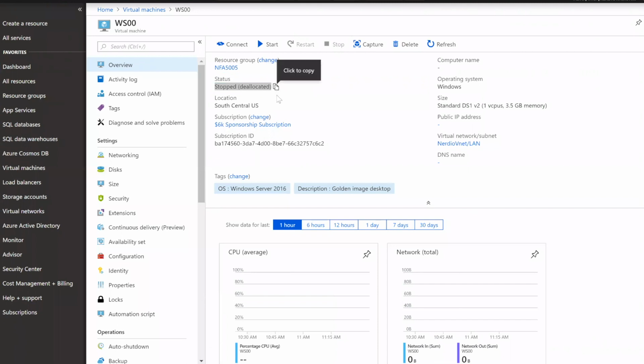When the VM is deallocated, I'm not being billed for the compute component of this VM. I'm still being billed for its storage. So we'll talk about that separately, but I'm not being billed for the compute.